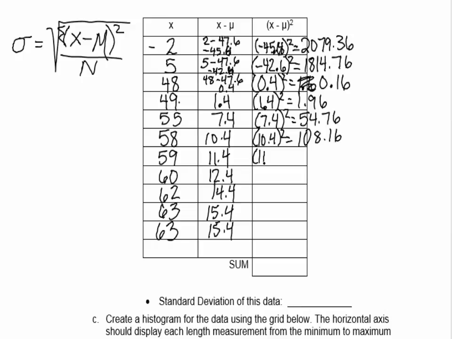Cameron, 11.4 squared. It's not 5,000. It's not what they're saying. 11.4 squared. Oh yeah, try that one again. What'd you get, Cameron? 11.4 squared.